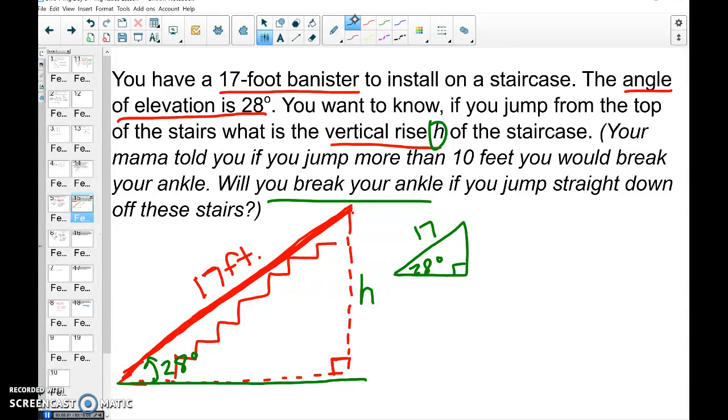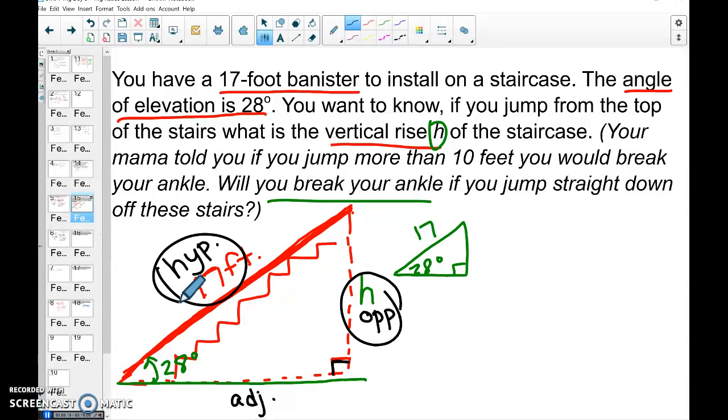To solve it like any other problem, you got to do some labeling. Right angle is here, which means the banister is actually the hypotenuse of this triangle. We're basing it on this angle of elevation because that's the only angle we have. So that means that our vertical rise is actually the side that's opposite, and our adjacent is the distance, which we're really not going to use because there's nothing there. So if I only have the opposite side and the hypotenuse to work with, what trig function does that include?